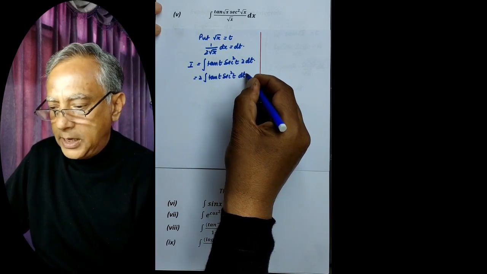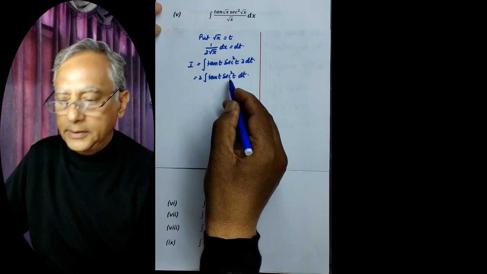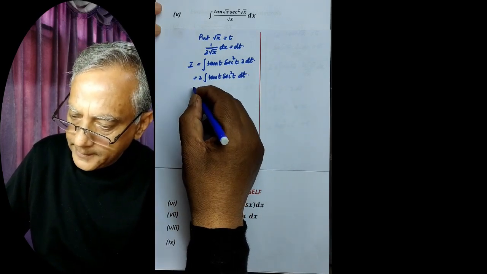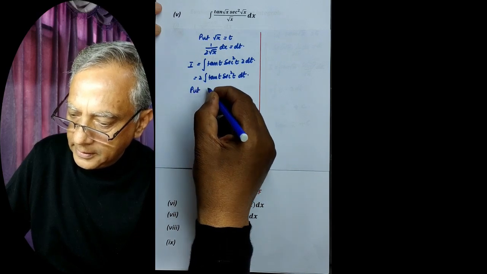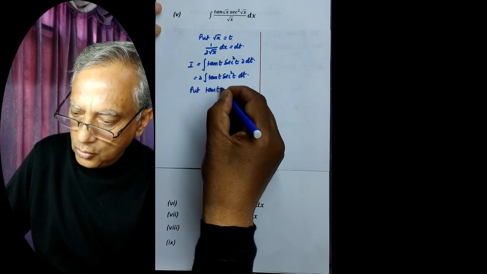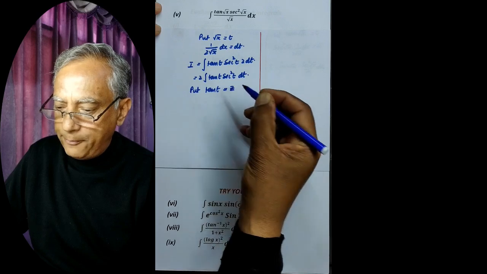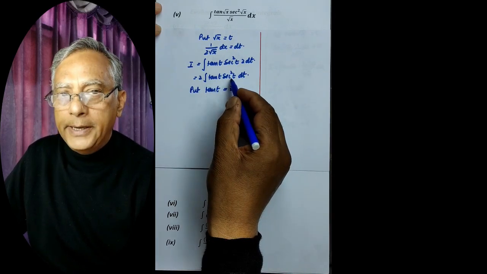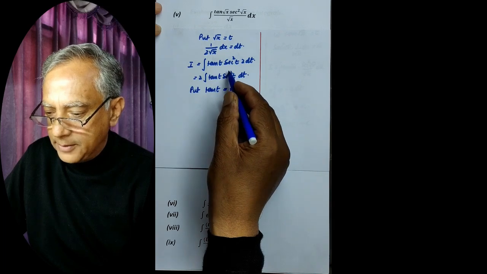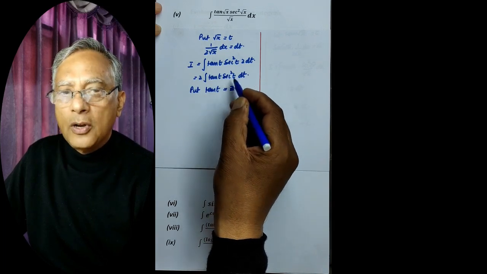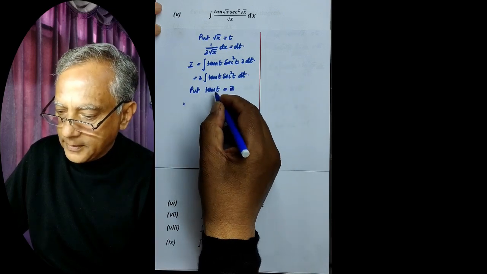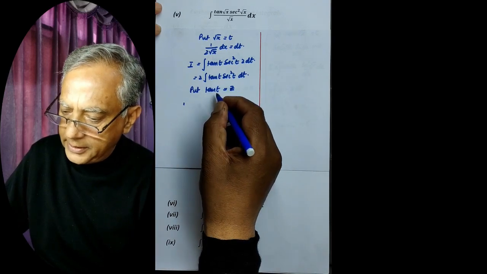But we still do not know the integration of this function. We make another substitution. Put tangent t equal to z. Because if we put tangent t equal to z, we will have secant square dt. So secant square dt will go in simplification, and this will be integration of z, and the question will be solved. So tangent of t, differentiate both sides.